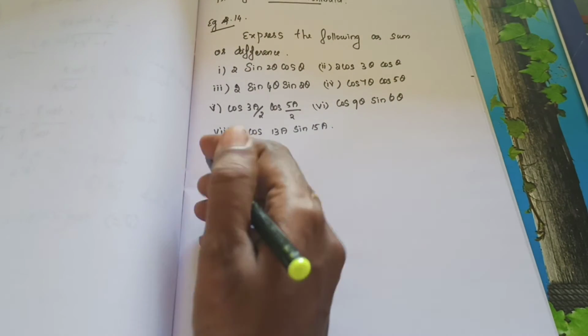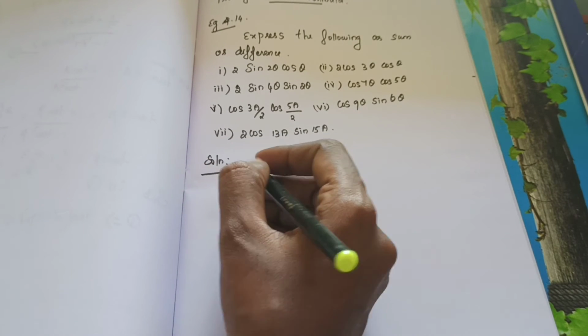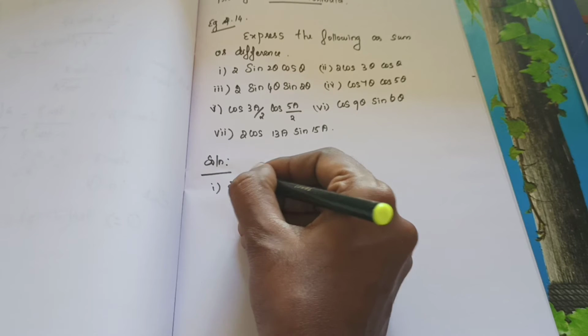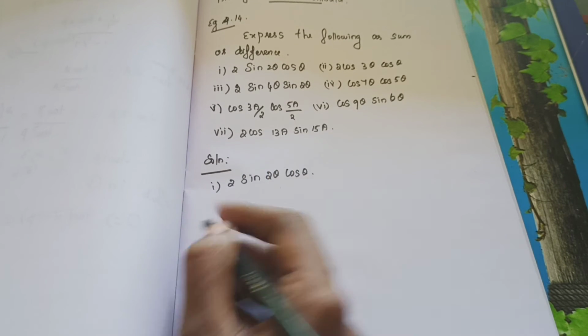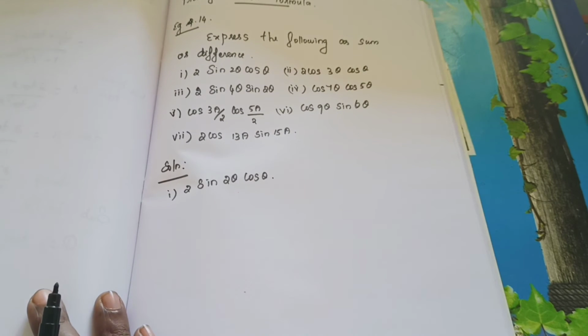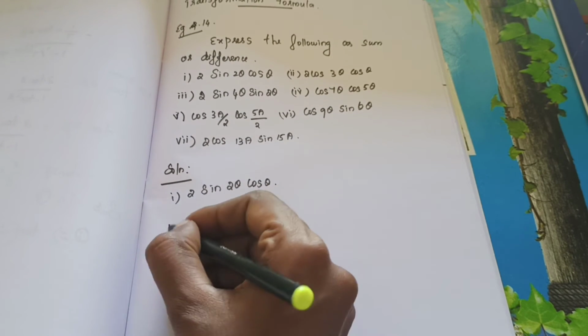Okay, learn all the formulas, otherwise you can't do it. So let's do the first one. 2 sin 2 theta cos theta. So we will use the formula here, 2 sin A cos B. What's the formula for 2 sin A cos B?